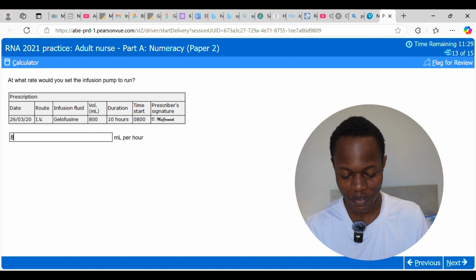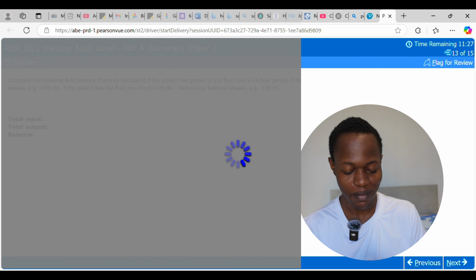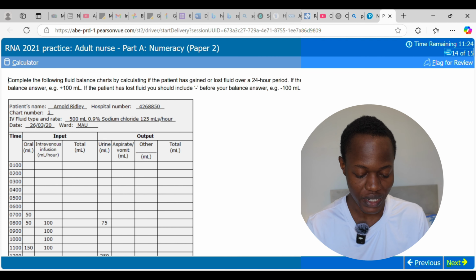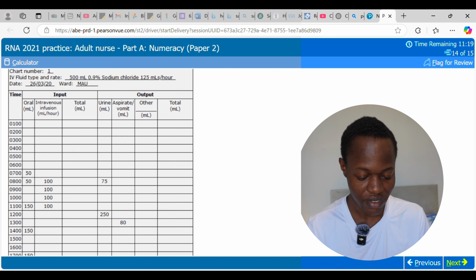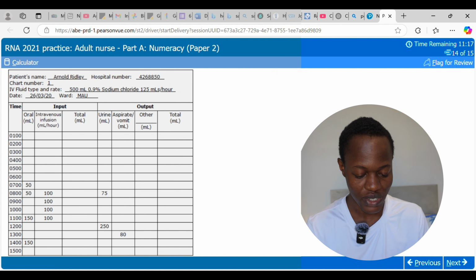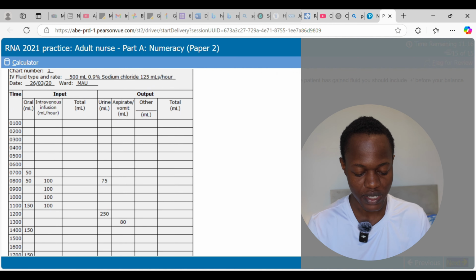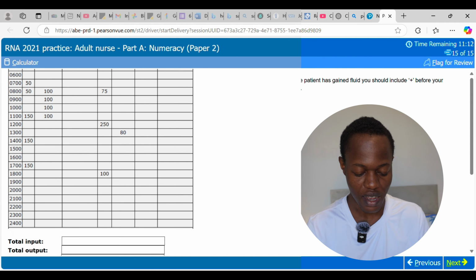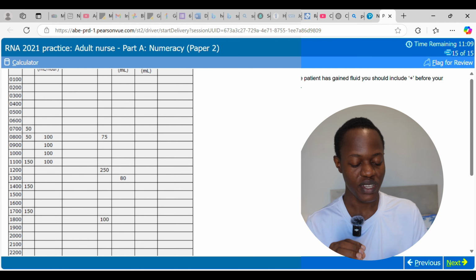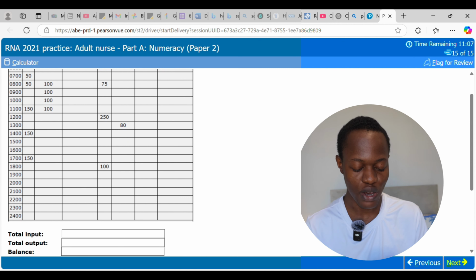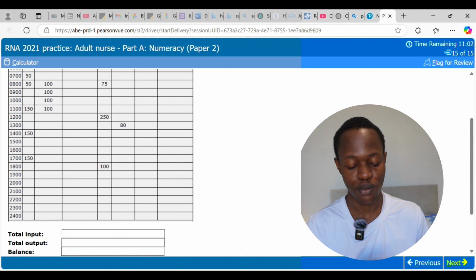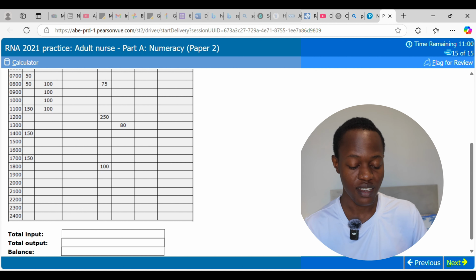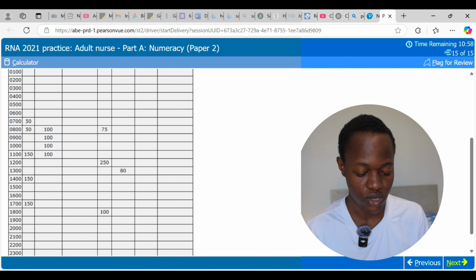Now, we've come to the interesting part, which is the fluid balance chart. This person has had sodium chloride, 500 mil. So what you have to do is to calculate all of the inputs and put them in the total input, calculate all of the outputs and put them in the total output, and then when you balance it, if the input is more than the output, then your answer should be in plus. But if the output is more than the input, then your answer should be in minus. It is very simple.